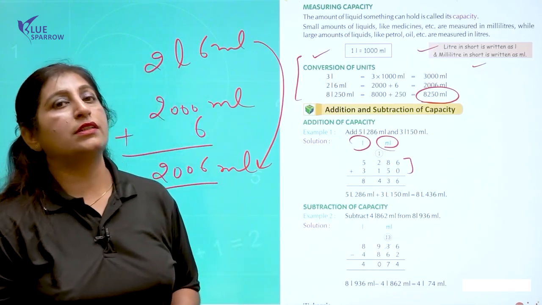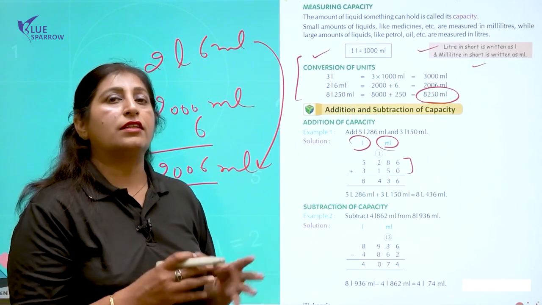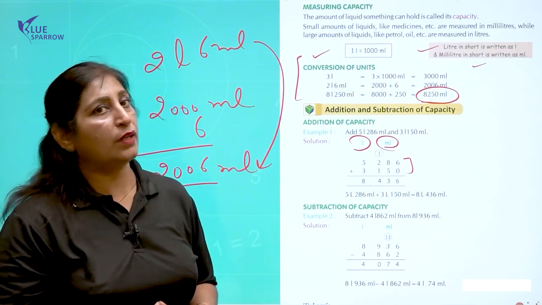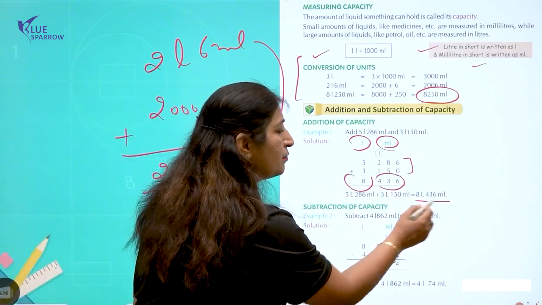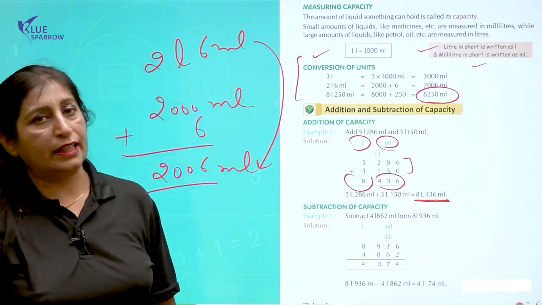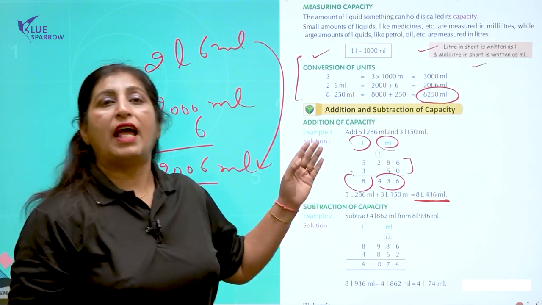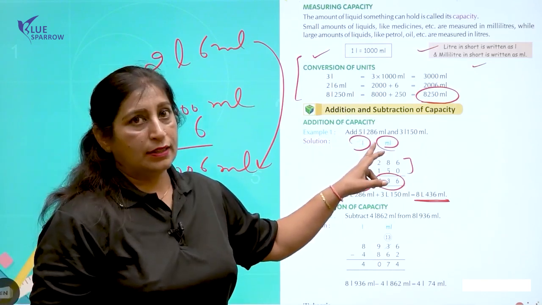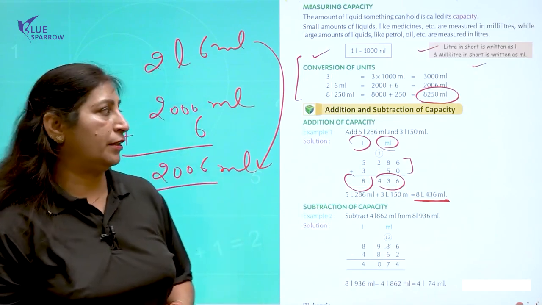Now we move towards the addition of liters. Liters were 5 and 3 and their sum is 5 plus 3 equal to 8. So the answer is 8 liter and 436 milliliter. 8 liter and 436 milliliter are obtained when we add 5 liter 286 milliliter to 3 liter 150 milliliter.